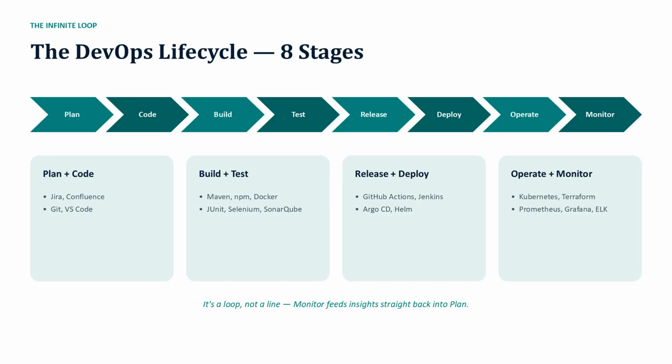Under each pair of stages, you can see the most popular tools: Jira for planning, Jenkins and GitHub Actions for pipelines, Kubernetes for operations, Prometheus and Grafana for monitoring. Don't memorize them all now. We'll meet each one hands-on.